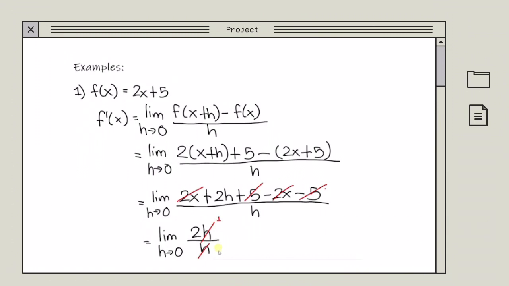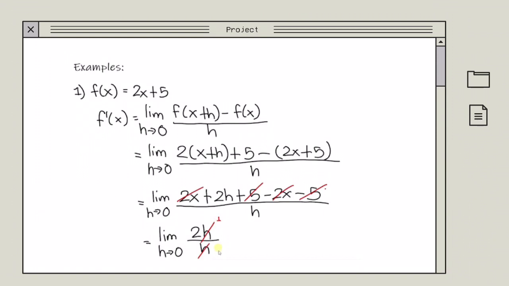So let us have our first example here. We have here f of x is equal to 2x plus 5. Kukuhanin natin yung derivative nito by its definition. So let us use the formula. Dito kukopyahin lang natin. We have f prime of x is equal to the limit of our function of x plus h minus f of x all over h as our h approaches 0. So, ito yung gagamitin nating formula.